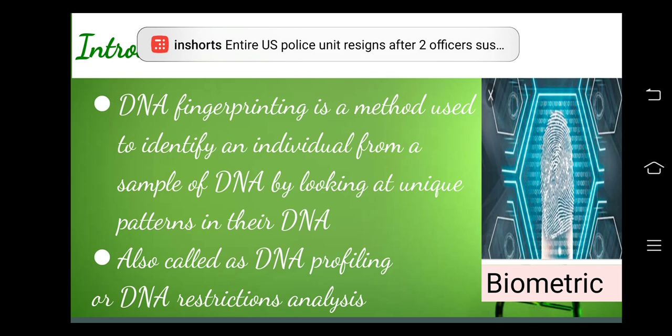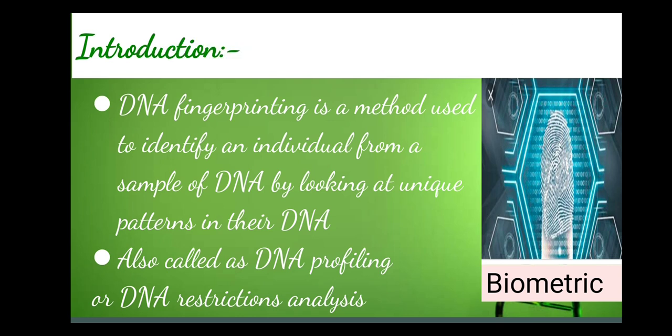DNA fingerprinting is a method used to identify an individual from a sample of DNA by looking at unique patterns in their DNA. Every person has a unique pattern in their DNA composition, and based on these differences, these variations, we can differentiate two persons or identify a person. It is also called DNA profiling or DNA restriction analysis, and we'll learn its whole detail after some time.